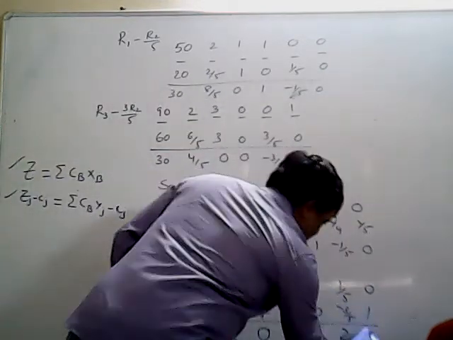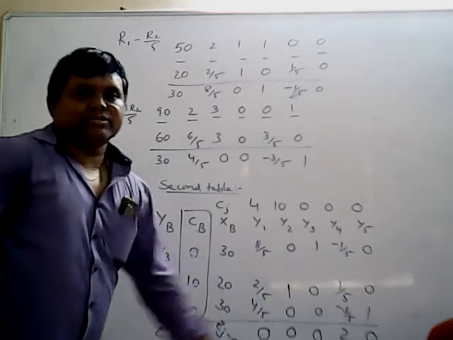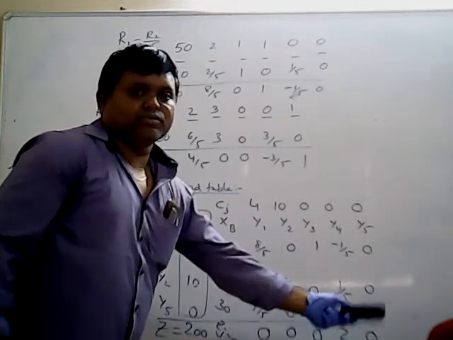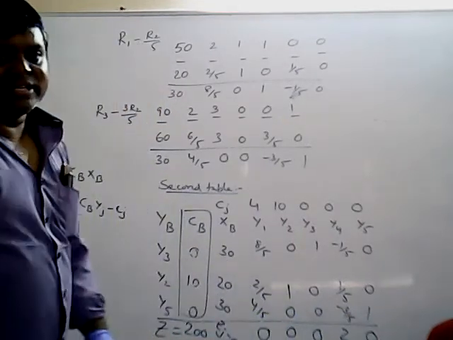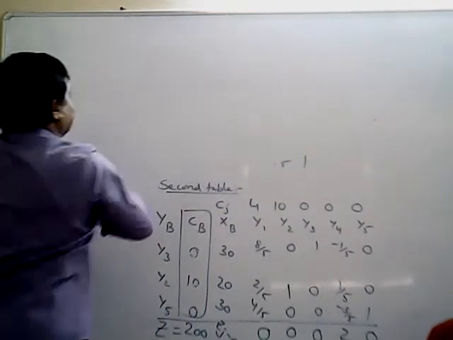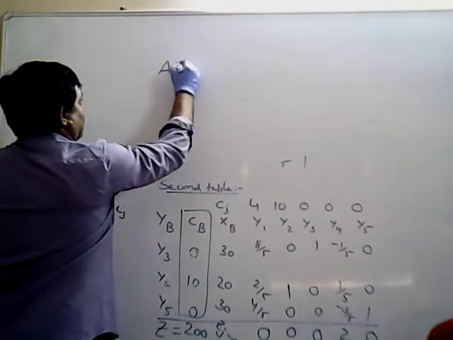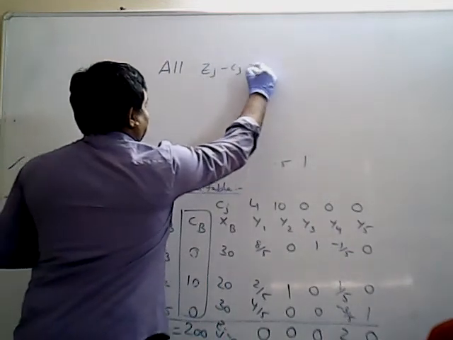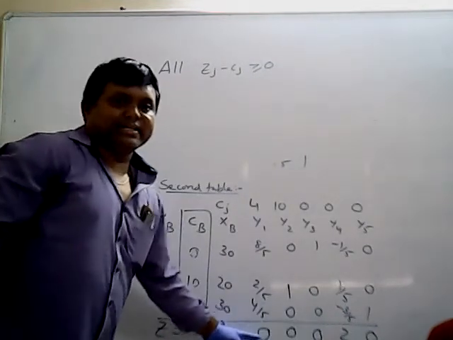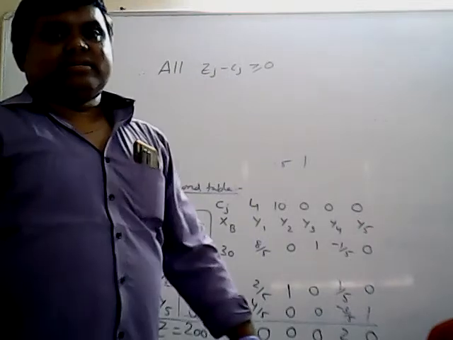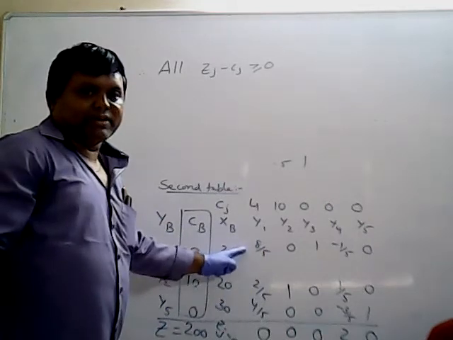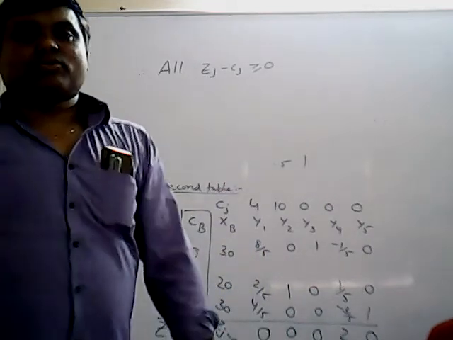Next, CB into Y5: 0, 0, 0. 0 minus 0, 0. See, are all of them greater than or equal to 0? Are you getting any negative value? No negative value: 0, 0, 0, 2, 0. 2 is a positive value. So all Zj minus Cj are greater than or equal to 0, which means the solution is completed. If you get a negative value, then you go to the next step and get one more table, until you get all positives, or there is an indication of an unbounded solution: unbounded means negatives and no positive is there.